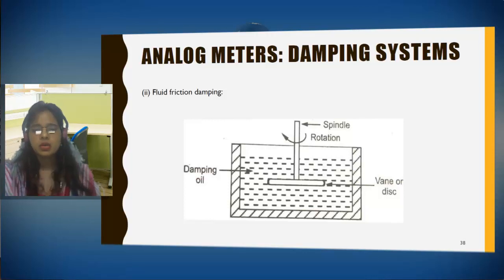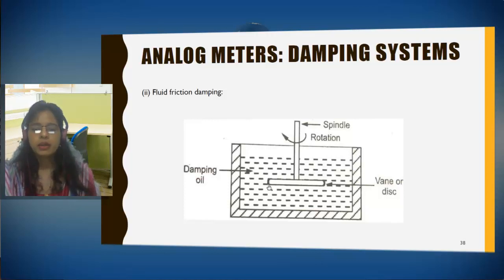Now I am explaining what that is. There is a reservoir in which damping oil is there, and in this damping oil, one spindle is there to which the pointer is connected, and at the other end of the spindle a disc or vane is attached. A disc is what? It is a solid thing. The whole setup is immersed in the damping oil.